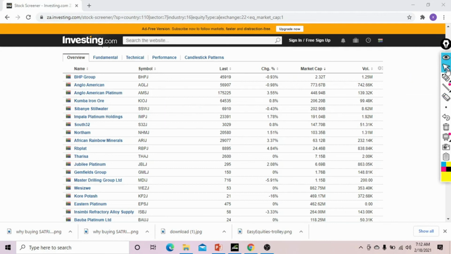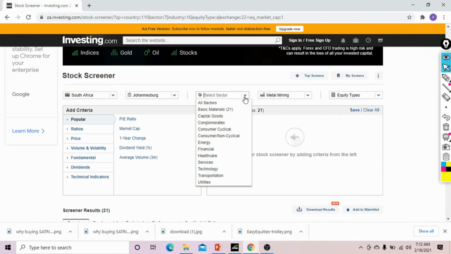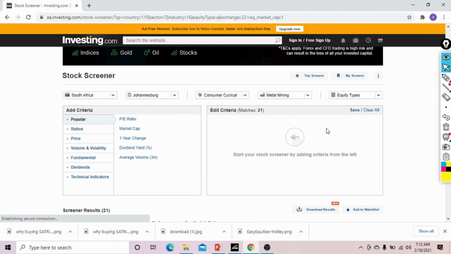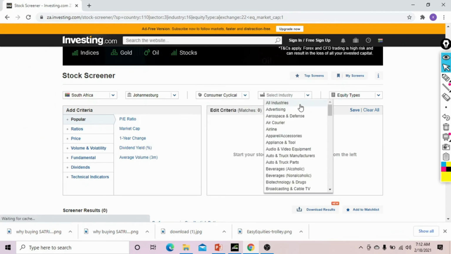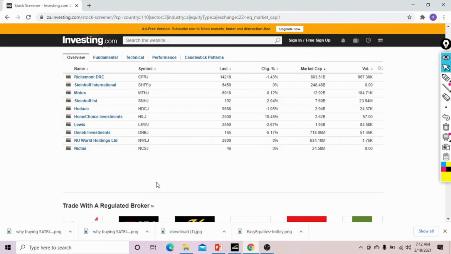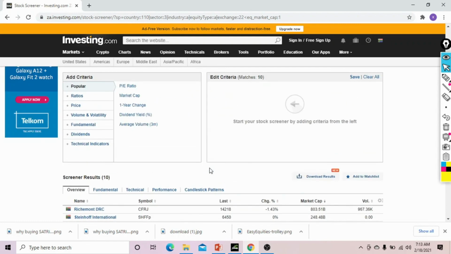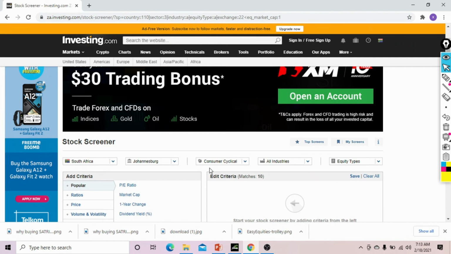All right, so now going back to the screening part here, there are a lot of sectors. There are also the consumer cyclicals, the one that I like. I can just select all industries under consumer cyclicals, and you can see it's already searching for those stocks. We have Richemont there with a huge market capitalization, and the volume is above 150k. Then we have Steinhoff, Motus, Fuduco, Home Choice Investment, Lewis, and Dienaps, all those stocks. So this is a quite useful tool that you can use to advance your research.